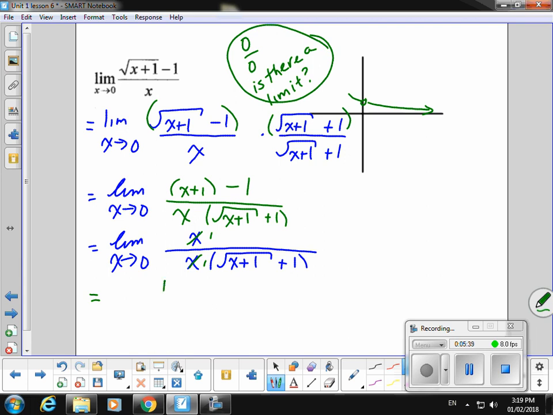The limit as x approaches 0 would be 1 over the square root of 1 plus 1. The square root of 1 is 1, 1 plus 1 is 2. It's a half. So that value, as you come from the left and from the right, is approaching the same thing, and it's approaching a value of 1/2.